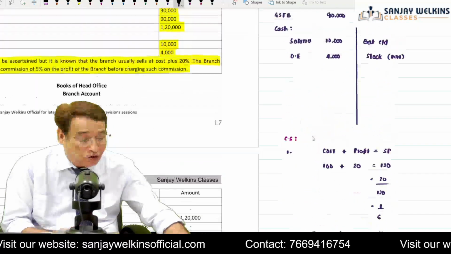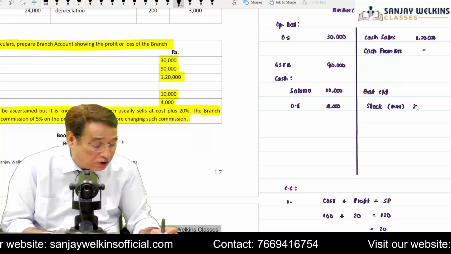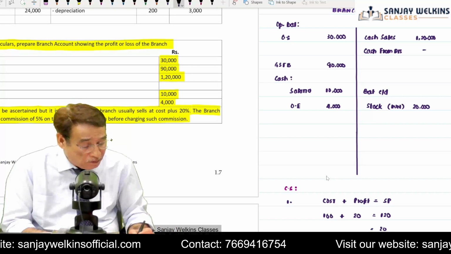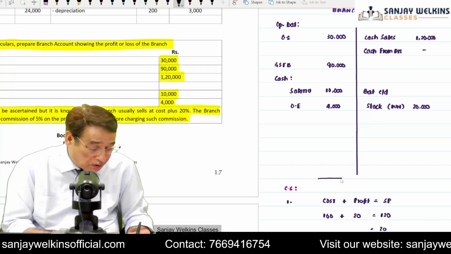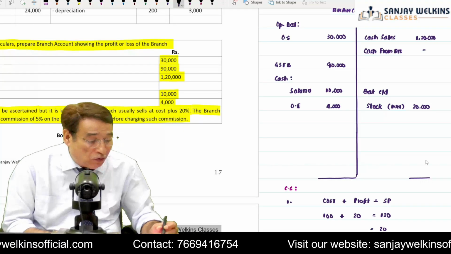So in this question, you were supposed to find out the closing stock. Now the closing stock amount is actually 20,000. Is it clear to you or not? Now the next point is, total is equal to 1,40,000.